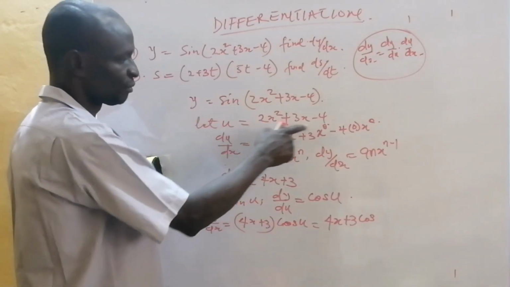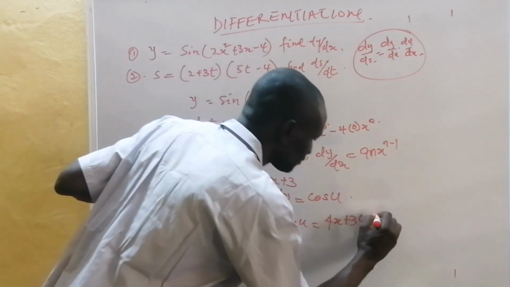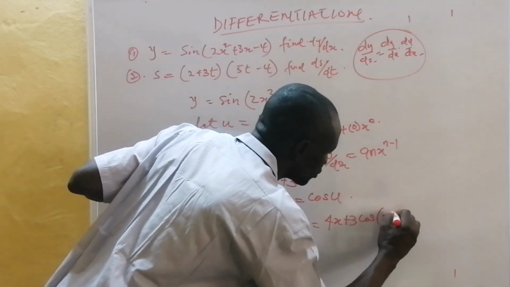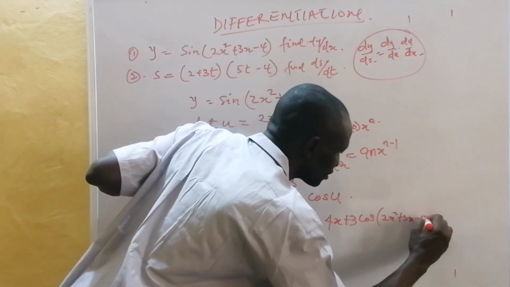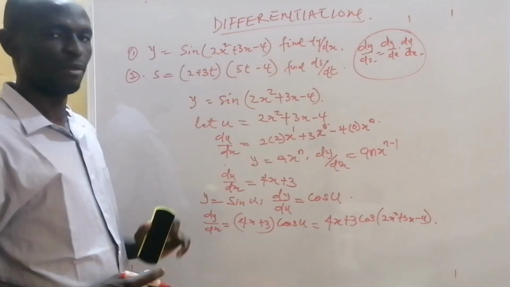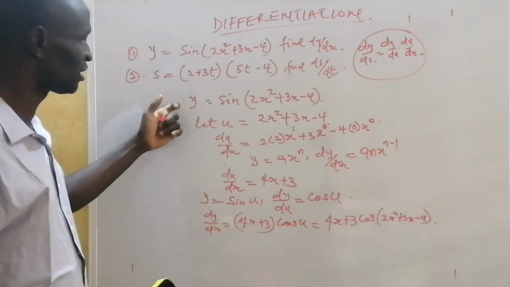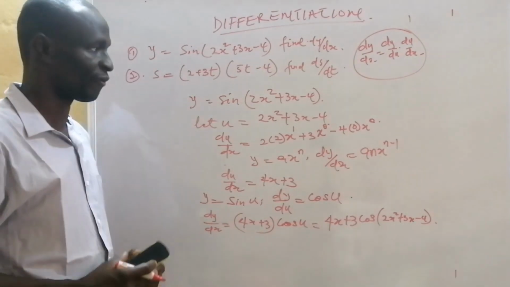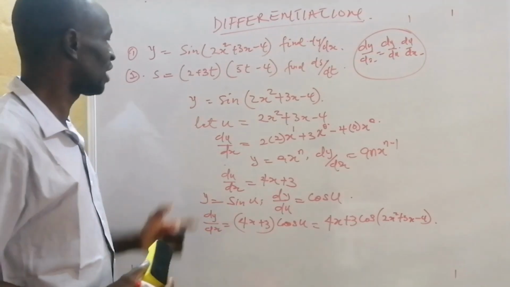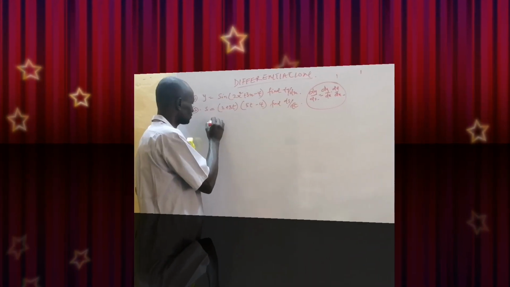What is my u? I replace this back: 2x squared plus 3x minus 4. With that, we've been able to differentiate this expression using function of a function. Let me wipe this off and we'll take a look at the second question.